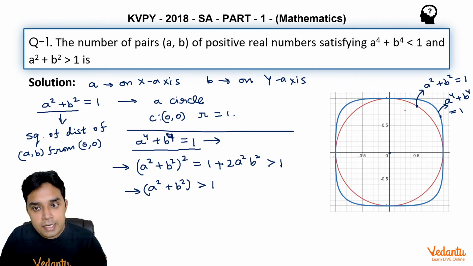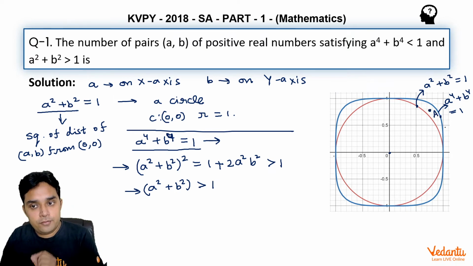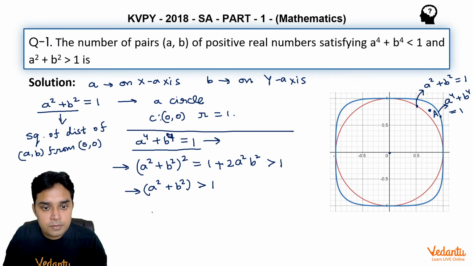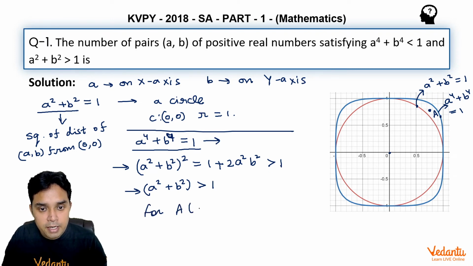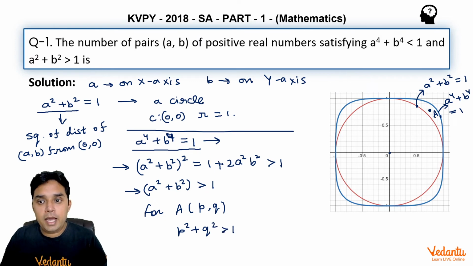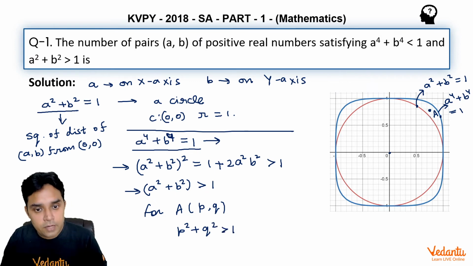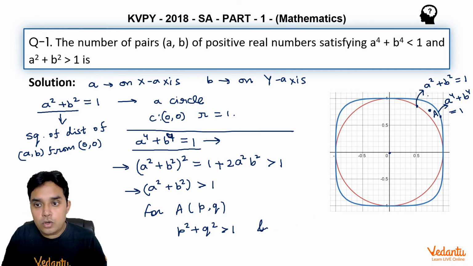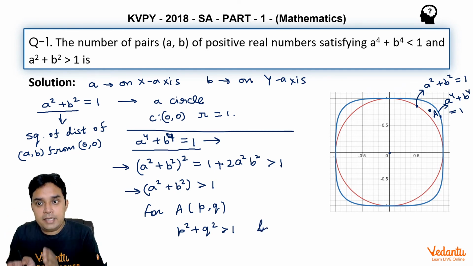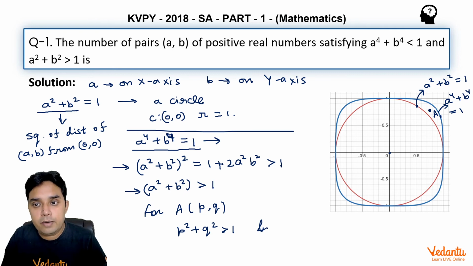Now, after understanding that graph of these two will be like this, let us assume a point, let us say A, between these two graphs, and let us say it is (p, q). I think p square plus q square has to be greater than 1 because it is lying outside the circle whose radius is 1. And also because this point A is lying inside the region given by a power 4 plus b power 4 equal to 1, p power 4 plus q power 4 should be less than 1 for such point A.